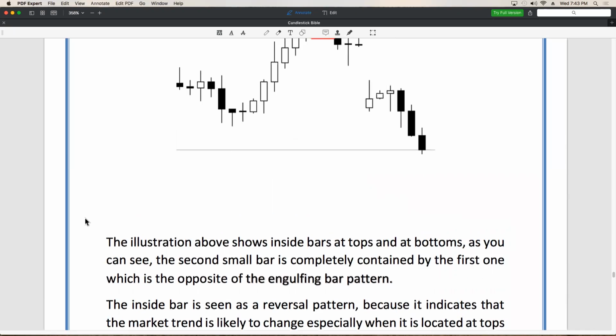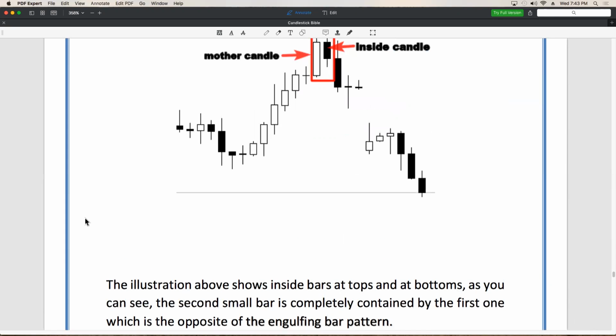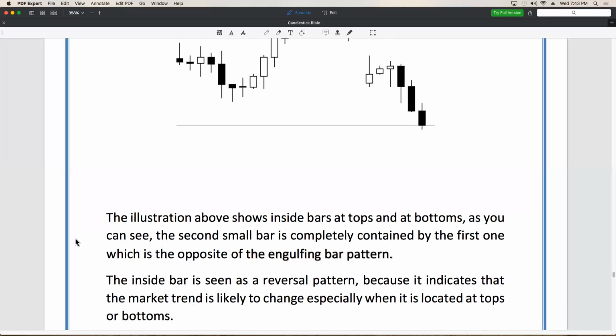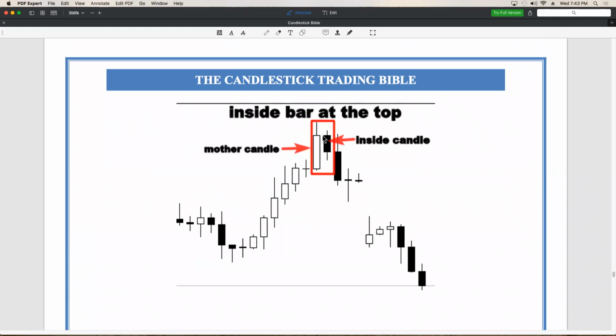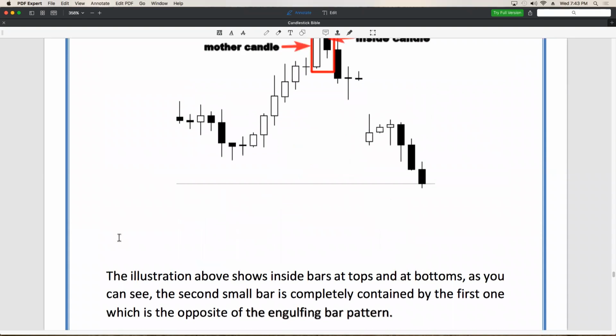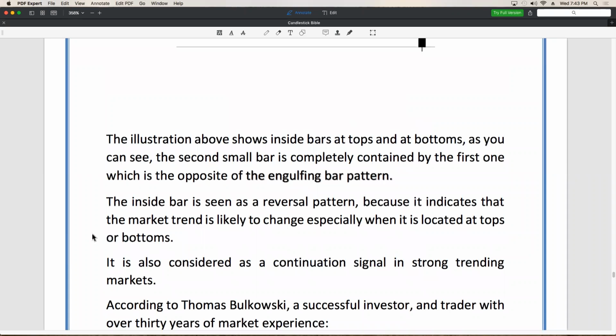So the illustration above shows inside bars at tops and at bottoms. As you can see, the second small bar is completely contained by the first one, which is the opposite of the engulfing bar pattern. So the inside bar is seen as a reversal pattern. That's good to know. We see it as a double top, but it's really a mother candle, inside candle signaling a reversal. We call it a double top.